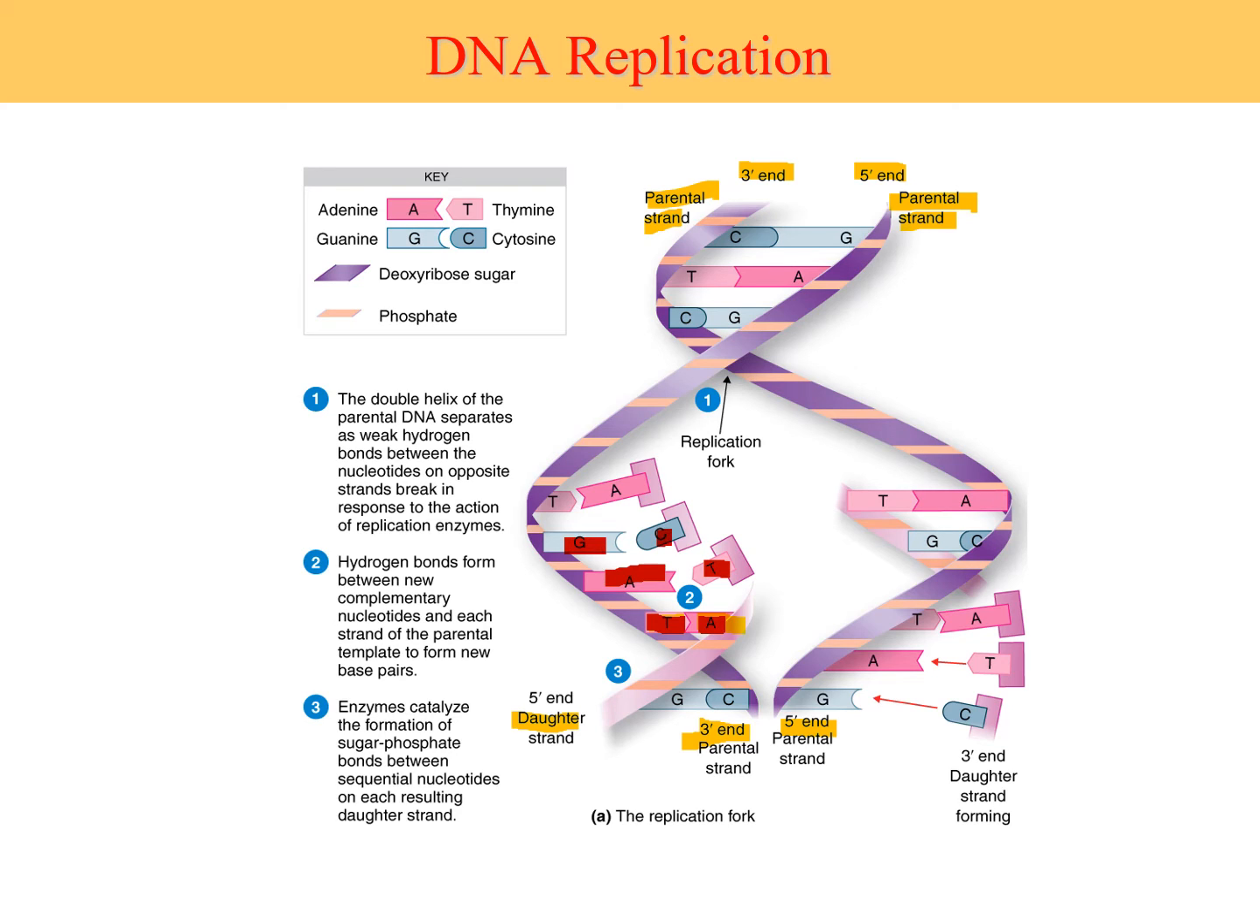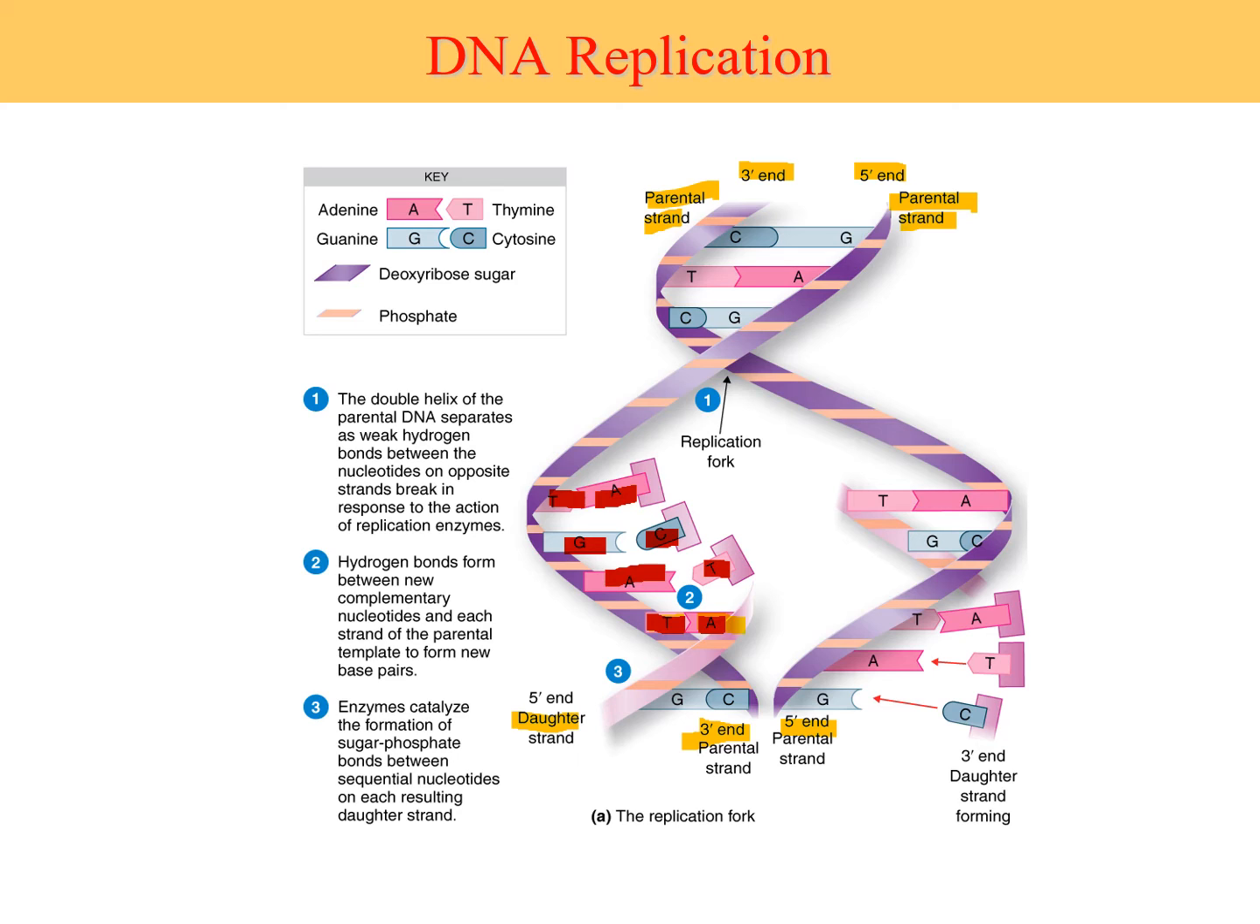G, C, T, A. So it's always ATGC base pairing. So the new complementary strands, nucleotides being added, are always complementary to the one facing them on the parental strand. And it's the parental strand that is the template for addition of new nucleotides on the growing daughter strand.